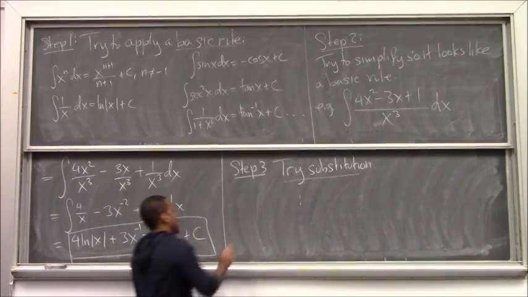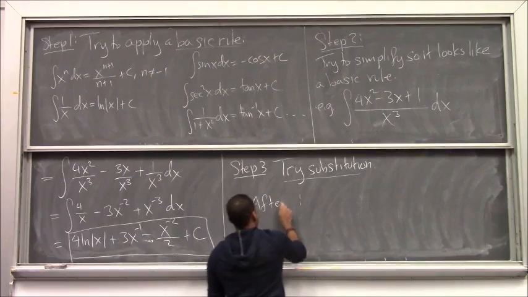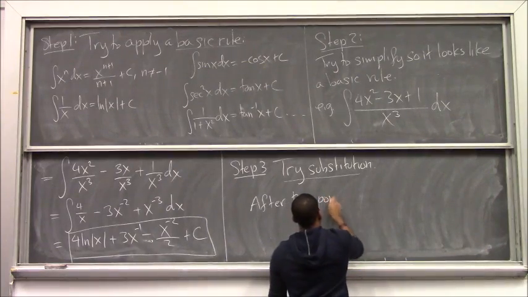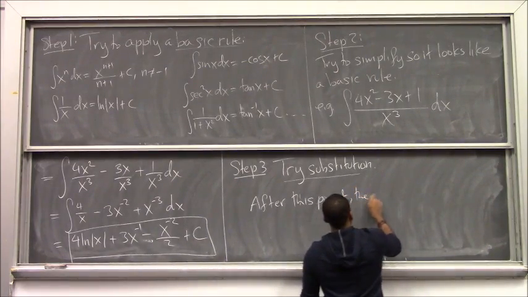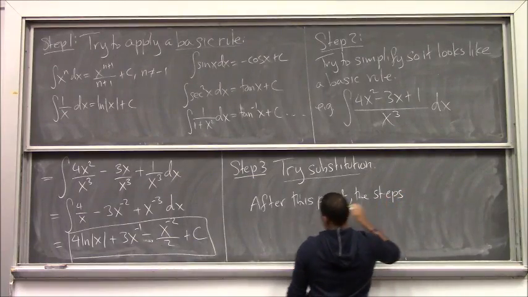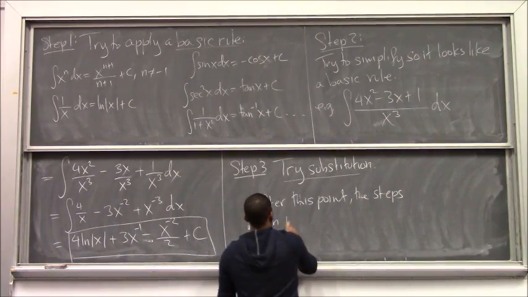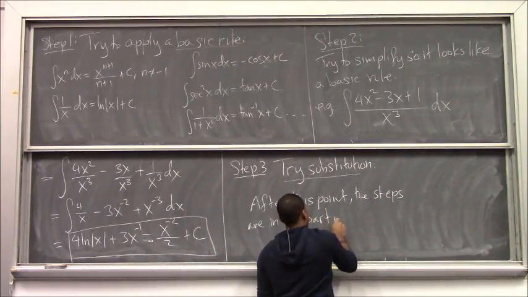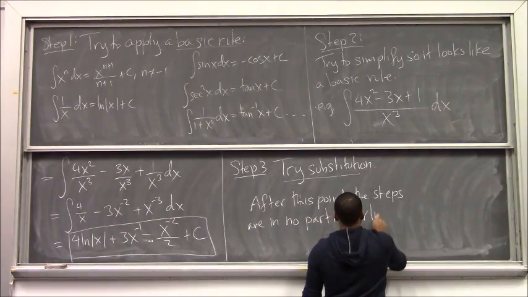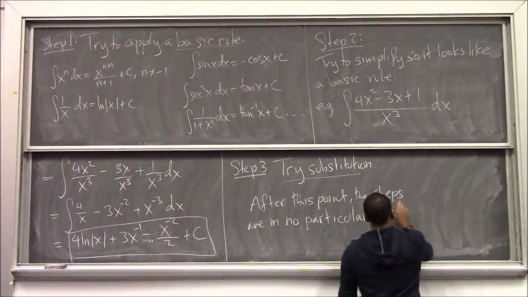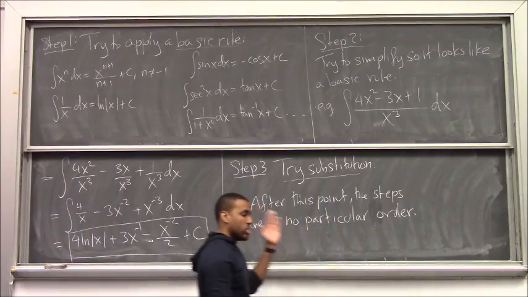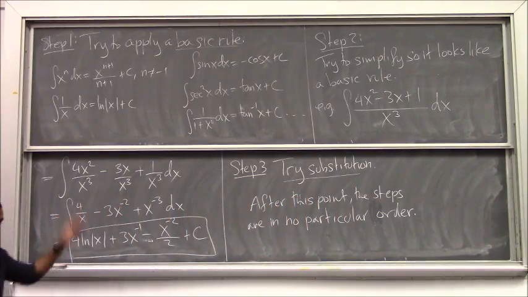Now, after this point, the steps are in no particular order. There is no generic way to look at anything. However, these are always the first 3 things you think of, no matter what level you're at. Firstly, you see a random integral. Is it basic? No. Can I simplify it to be basic? No. Can a substitution work? It's always the first 3 questions. After that, it's a toss-up.